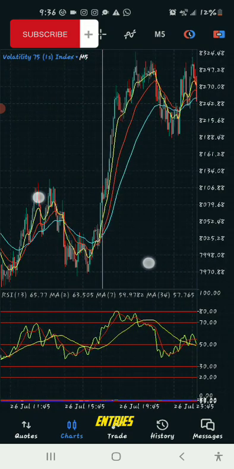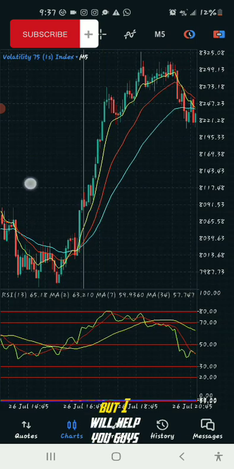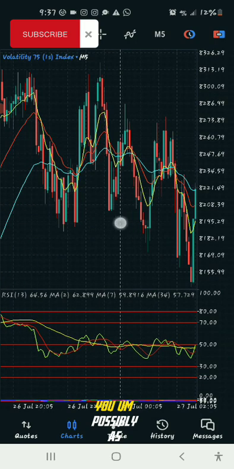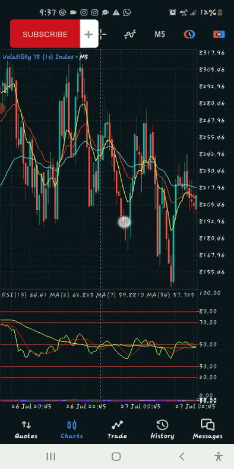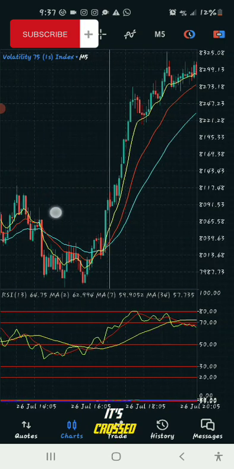How do you look for your entries? Now, this is one of the parts that is a little bit tricky, but I will help you guys get it. I'll help you guys understand it. I will explain it the best way I can. So as you can see here, the market crossed.